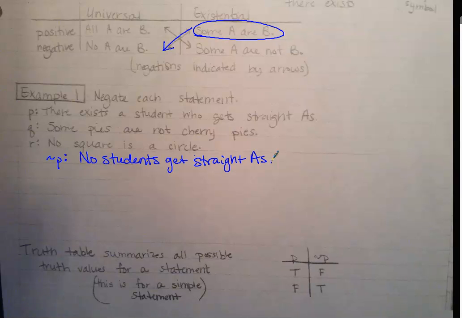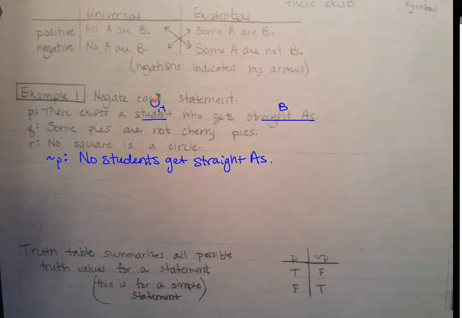Maybe we should have looked at it and said there exists a student, this is the A part, who gets straight A's, and this is the B part. We might do that on the next one. Do we feel pretty good about this so far? Okay. So, let's look at the next one.